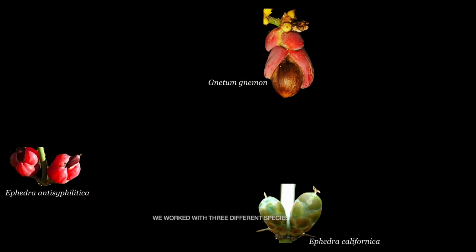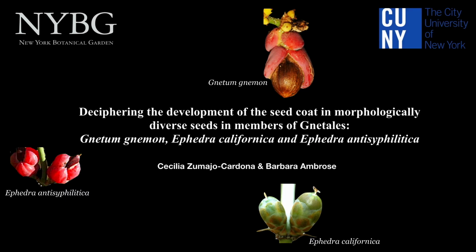We work with three different species, Gnetum and Ephedra antisyphilitica, both with fleshy seeds, and Ephedra californica with completely dry seeds, allowing us to have a better understanding of the development of morphologically diverse seeds.